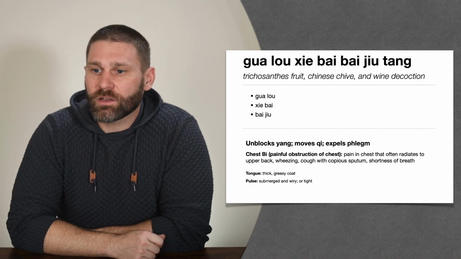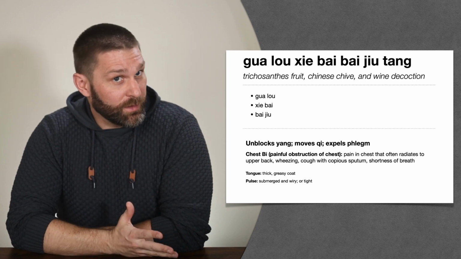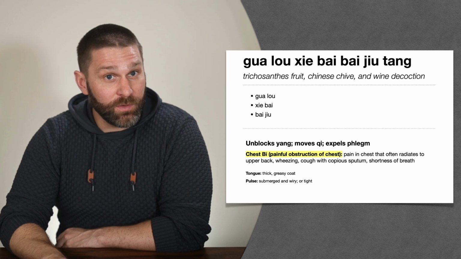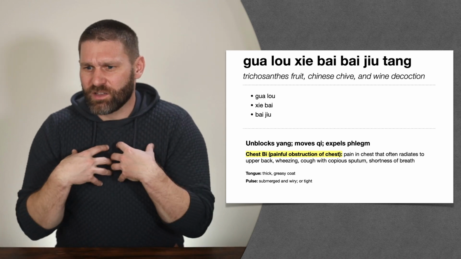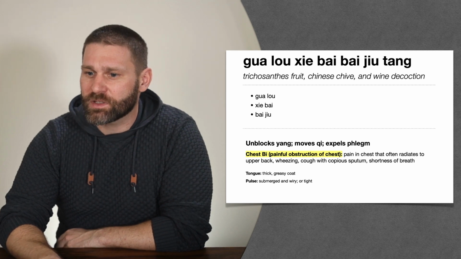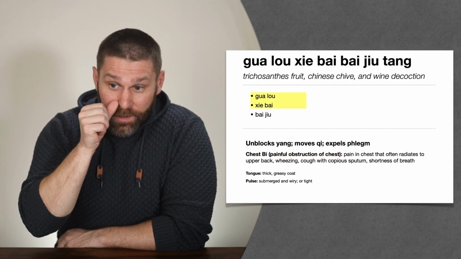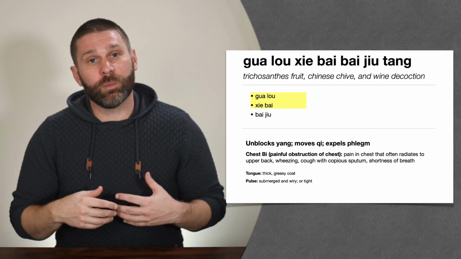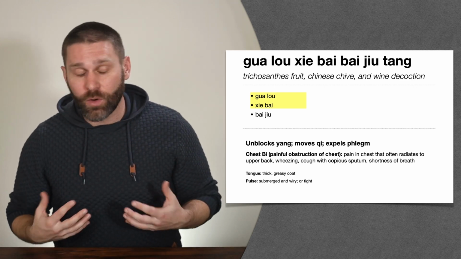This is the formula we talked about, Gualou Xiebai Baijiu Tang. I think this is a very fun one to say. And this is for chest bi, or painful obstruction in the chest. So pain in the chest that often radiates to the upper back. We can have wheezing and cough with copious sputum. And so here the two herbs are gualou, trichosanthus fruit. This is an herb that we learned in the phlegm heat category.